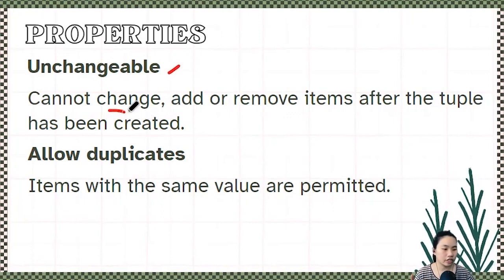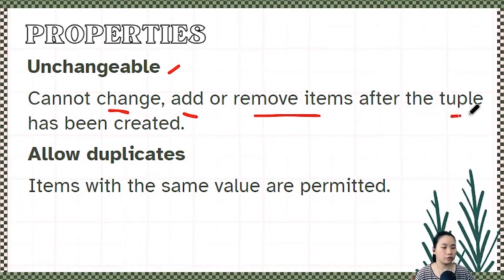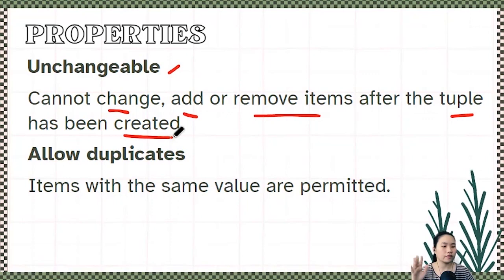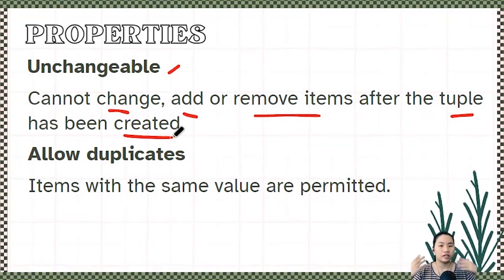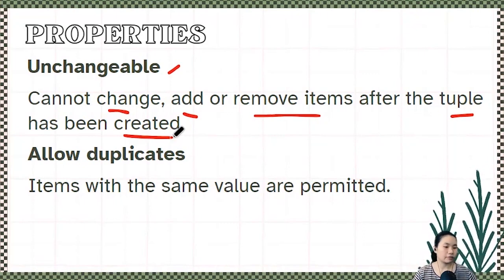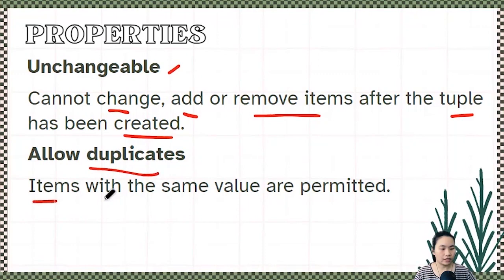Unchangeable. You cannot change, add, or remove items after the tuple has been created. Okay, no changing, no removing, no adding of the original variable, but as I've mentioned before, you obviously can duplicate it, replicate it, and you work with that. And it allows for duplicates, okay? Items with the same value are permitted.